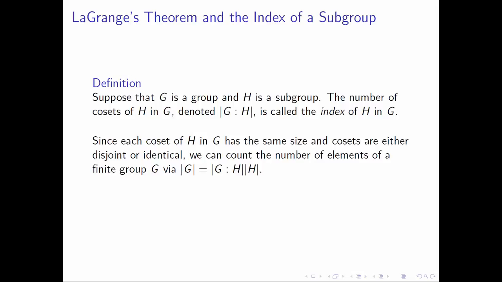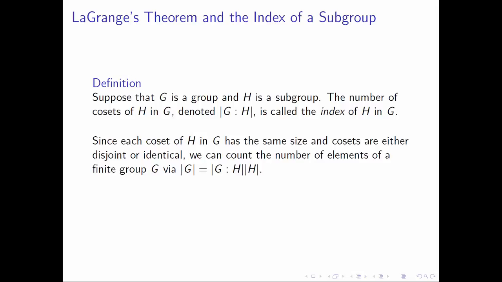We've seen before that each coset of H in G has the same size. So in particular, if the subgroup is infinite, then all of the cosets are infinite. If the subgroup is finite, then all of the cosets have exactly the same size. And we've also seen that cosets are either totally disjoint from one another, or if you have two cosets that overlap at all, then they're exactly equal to one another. So cosets are either disjoint or entirely identical. And this allows us to count the number of elements in our finite group.